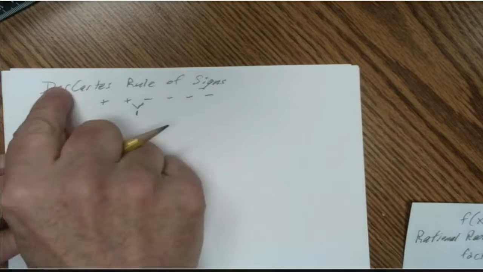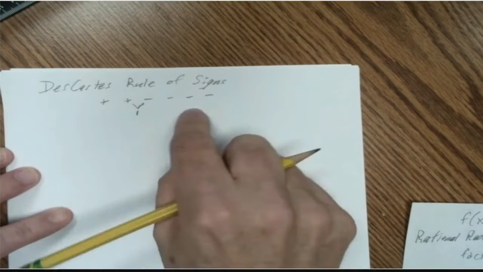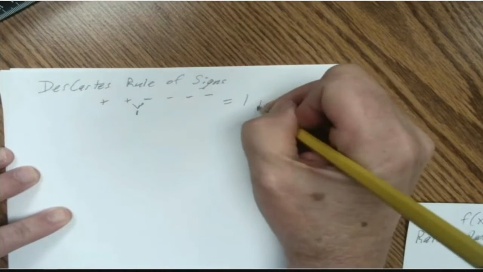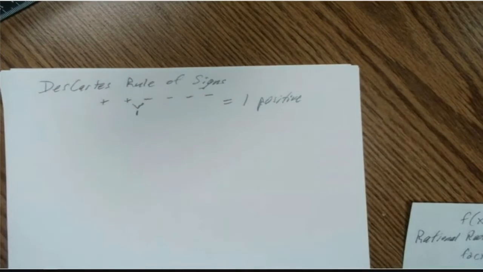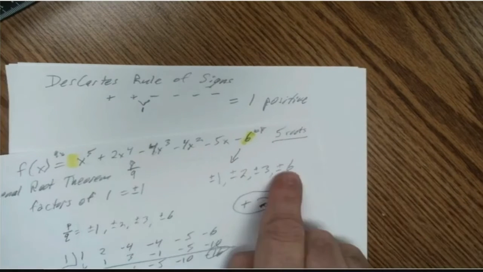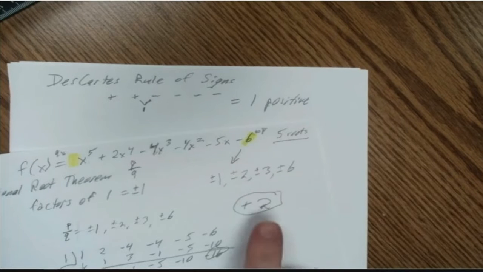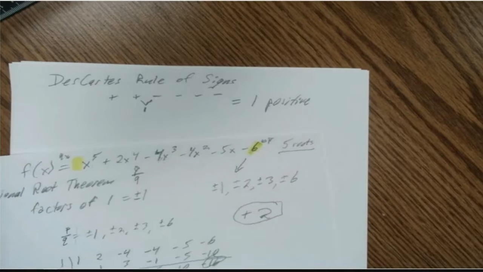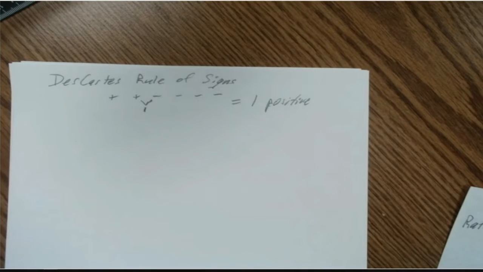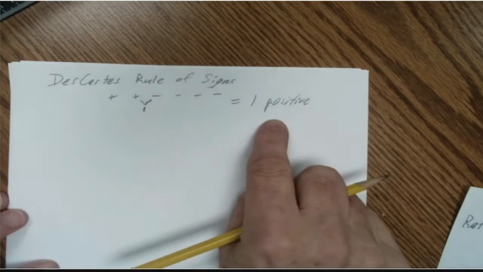So according to Descartes' rule of signs, there is only one positive root. So there was no need to check the 3 and the 6 because they're not going to be roots, since we already found a positive root. There can only be one positive real zero. Now, this doesn't tell us about an imaginary zero. There could be an imaginary zero. But as far as a real positive root, there's only one.